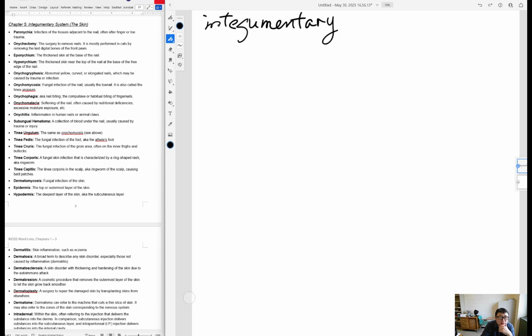This is a terminology, a term, that means the skin, our integumentary system. Because if you look into the whole animal kingdom, skin is not always the integumentary system. Some other animals use other things, but here in humans we have the skin. Okay, let's start.